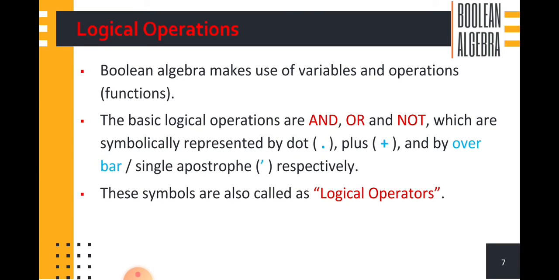What are the different types of logical operators in Boolean algebra? There are three: AND, OR, and NOT. The symbols used for these operators are dot for AND, plus for OR, and over bar or single apostrophe for NOT. So these symbols are called logical operators.